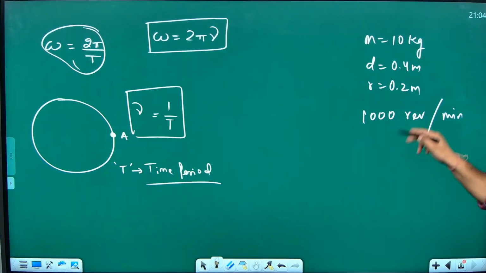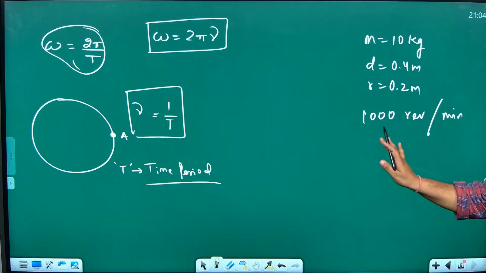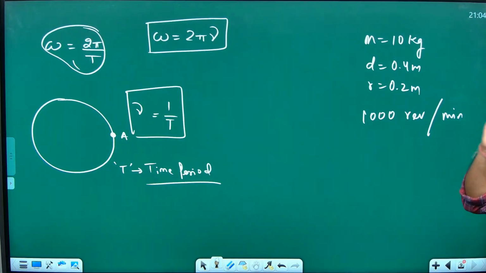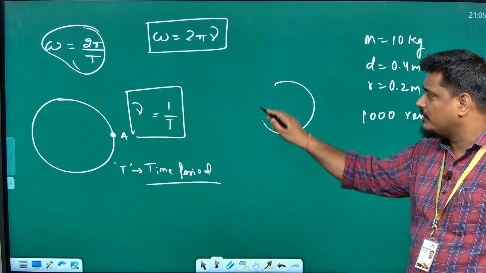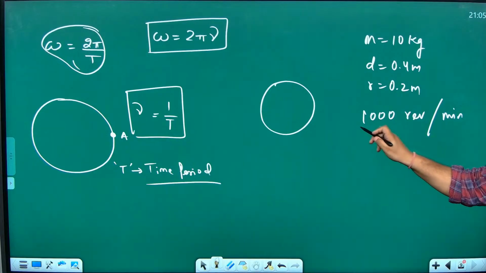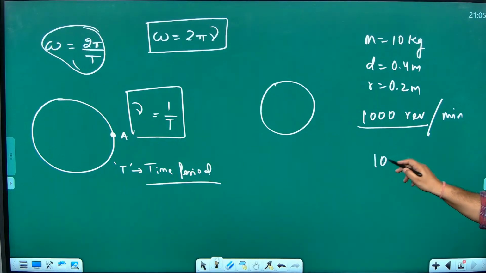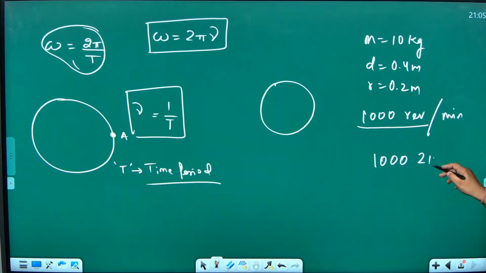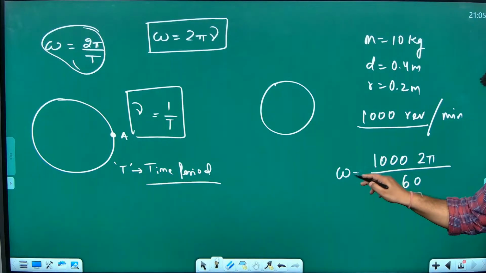Very important thing. They have told it is making 1000 revolutions per minute. What does this actually mean? They are trying to give you angular velocity somehow. Imagine, in one revolution how much angle is covered? 2 pi angle. Talk in radians, 2 pi radians. So in 1000 revolutions, how much will be covered? 1000 times 2 pi. And how much per minute? So, 60 seconds. So this will be the value of omega.